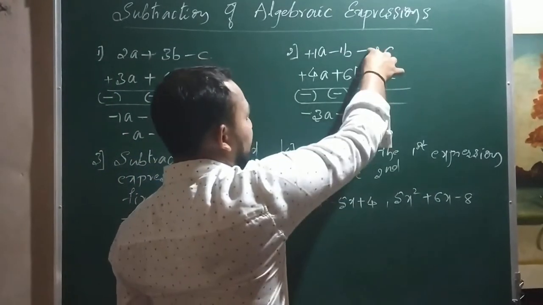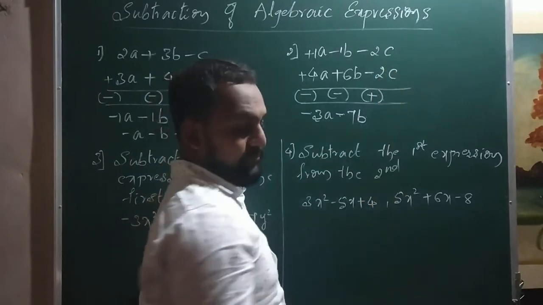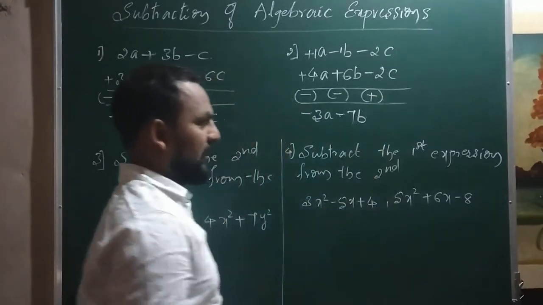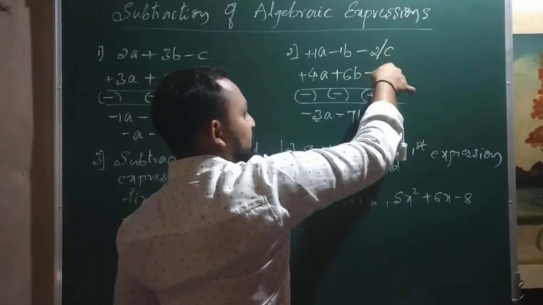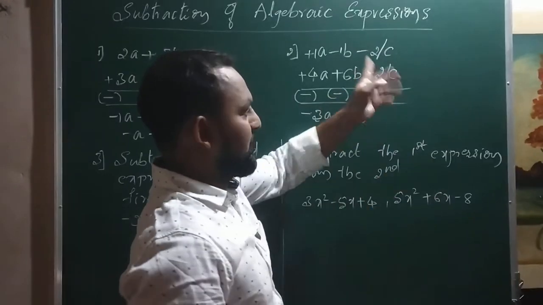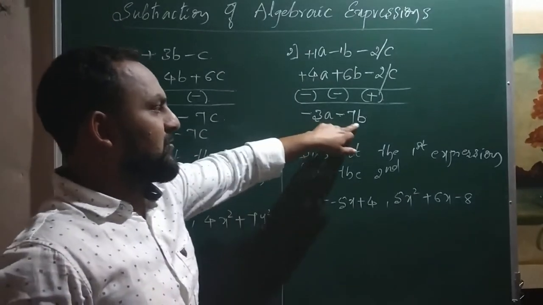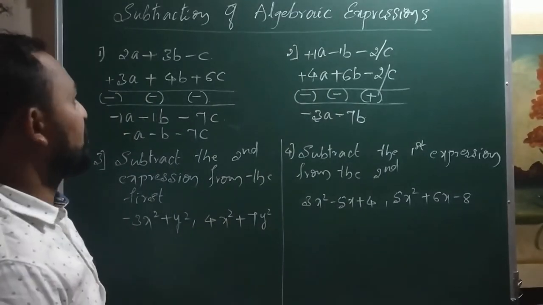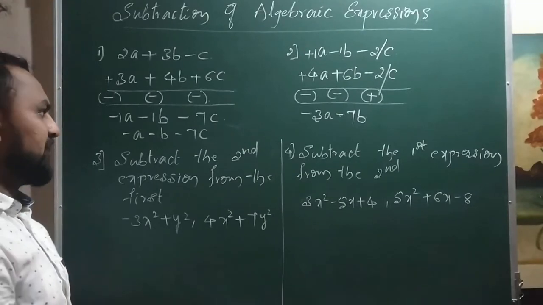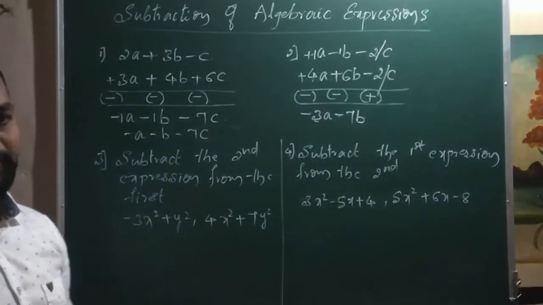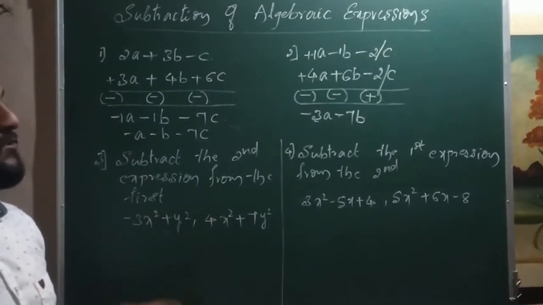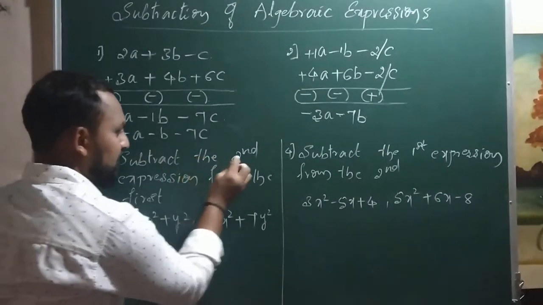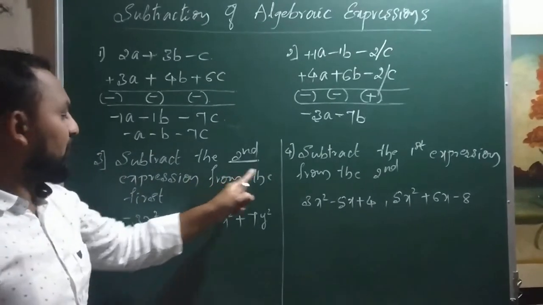The next one, minus 2c and plus 2c, they get cancelled, zero. The answer is minus 3a minus 7b. This is the vertical method of subtraction of algebraic expressions. In subtraction we change the sign of the expression; in addition, we do not change the sign of the expression.